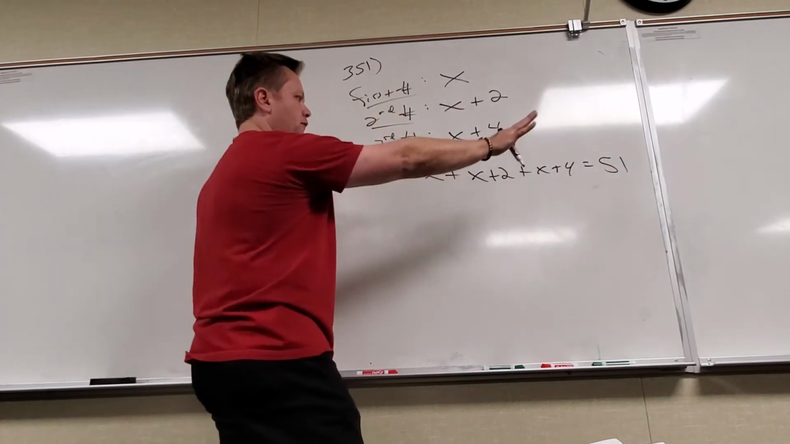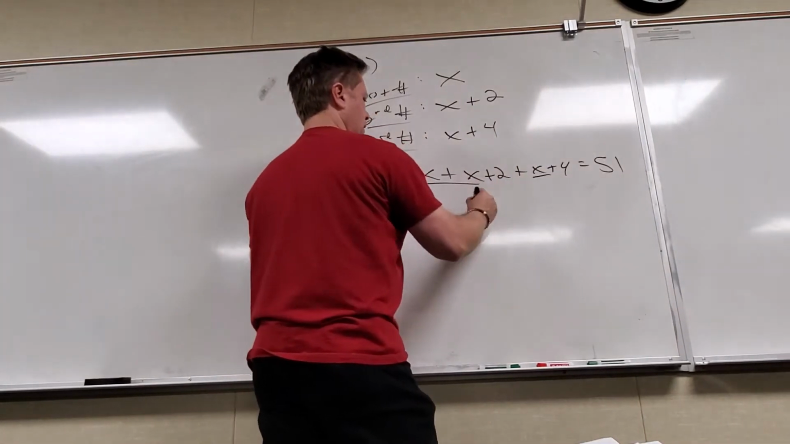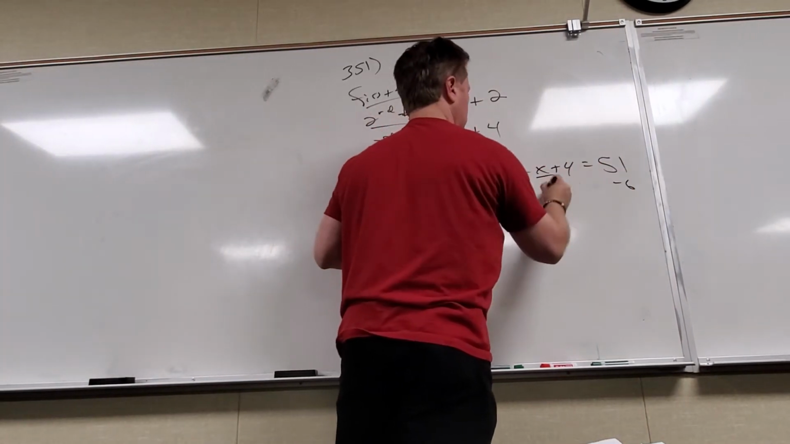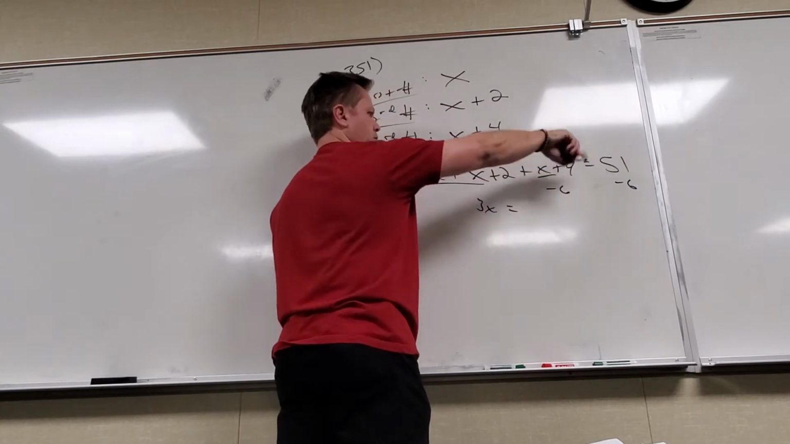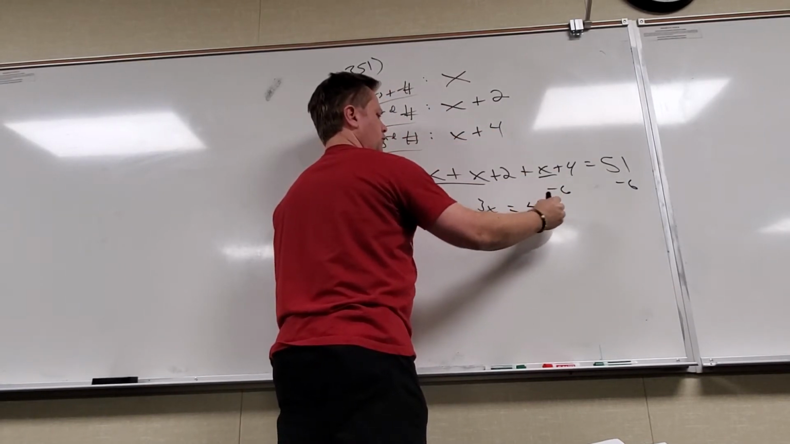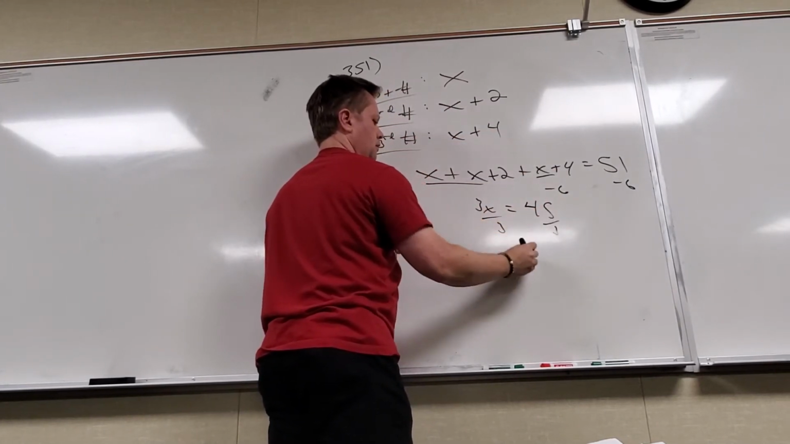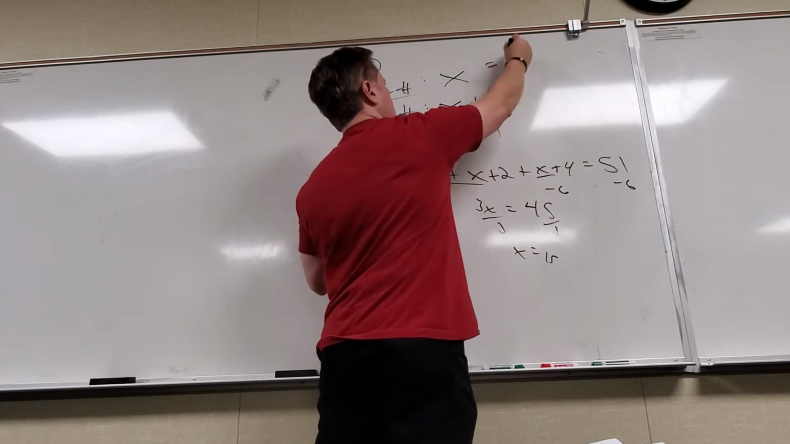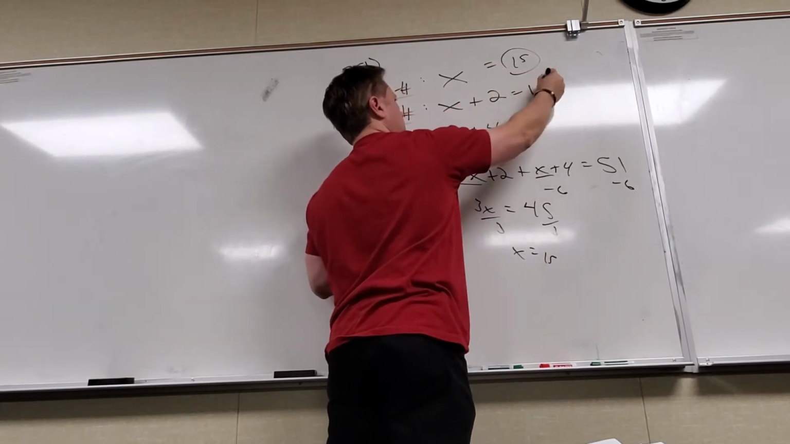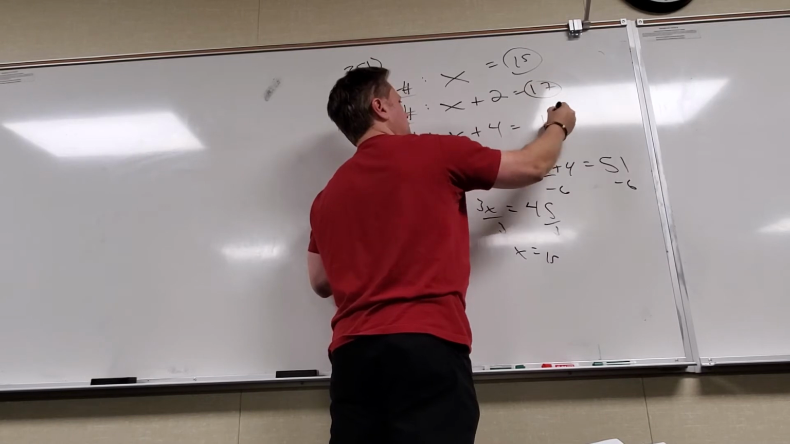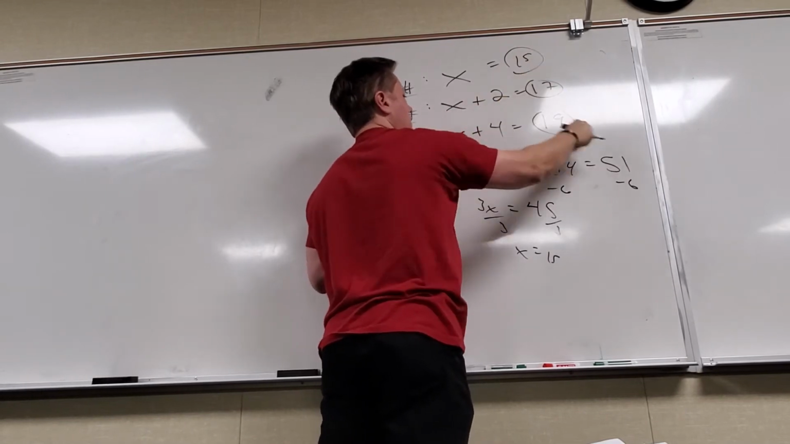So now I just solve this, like that should be the easy step, 3x plus 6, so I subtract 6, right? 3x equals 45, divided by 3, x equals 15. So this is 15. This is 17. This is 19. If you check it, yay.